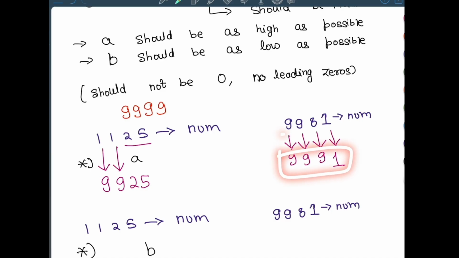Now this number is more than 9981, right? So this is the maximum value of a which is possible, when the given input is num. So now we are able to create the value of a. This is very simple. Try to replace the first digit from the left hand side which is not 9. Try to replace that digit with 9.